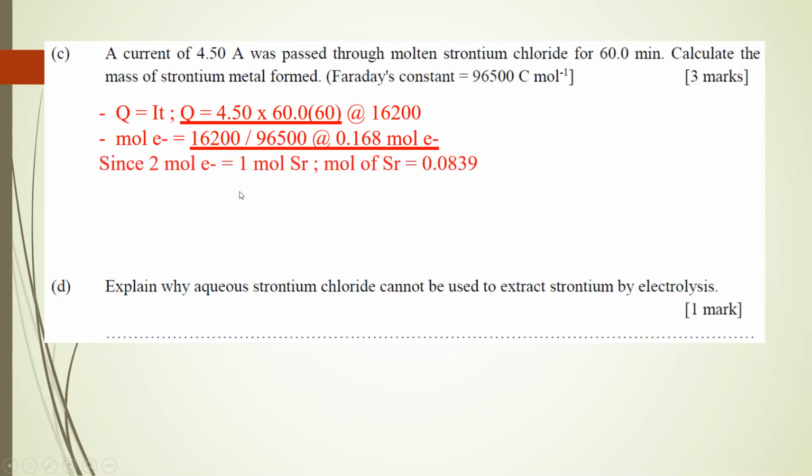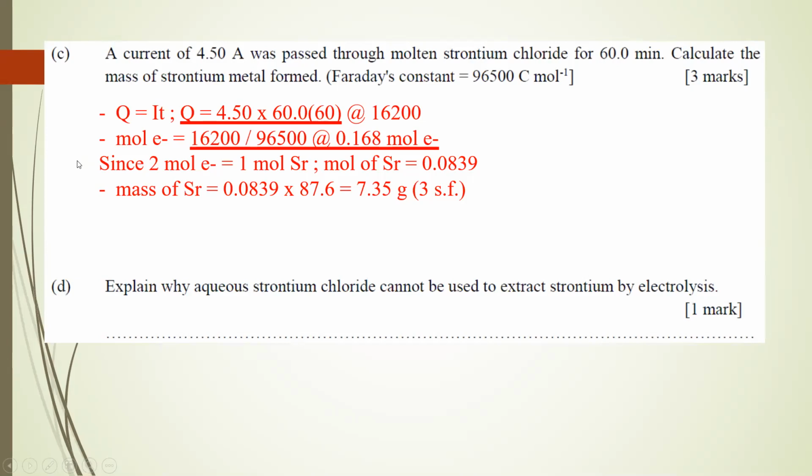Since 2 moles of electrons correspond to 1 mole of strontium, as you can see from the half equations, moles of strontium is 0.168 divided by 2, which gives 0.0839. Finally, you can calculate the mass of strontium formed: 0.0839 multiplied by 87.6 gives 7.35 grams. So that is how you calculate the mass of strontium produced from this current and time.